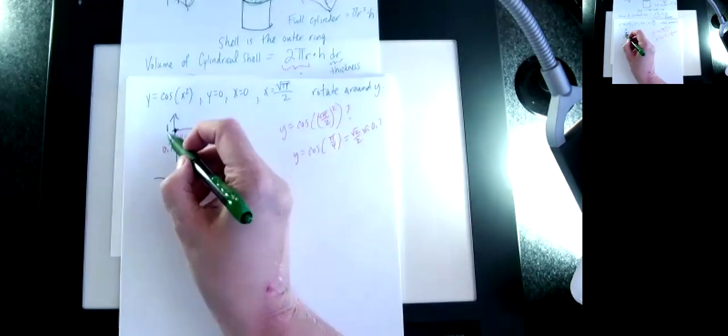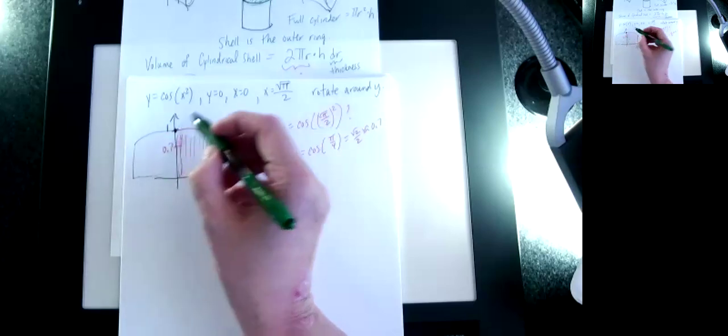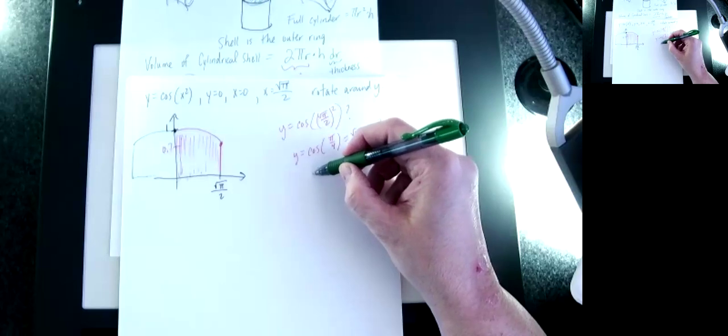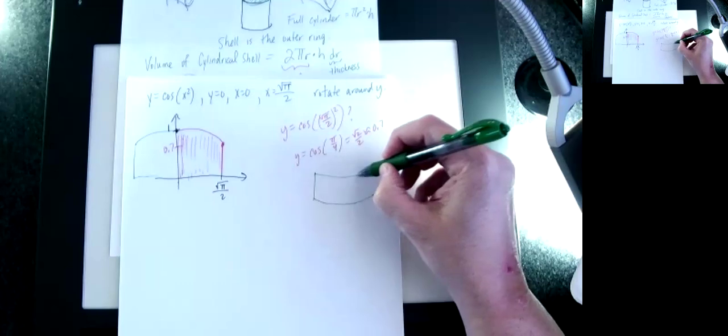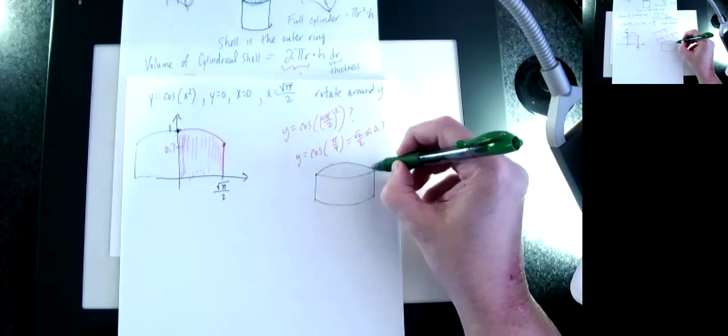If we spin it around y, we get something like this, where it kind of looks like we have a little cake with a puffed top.